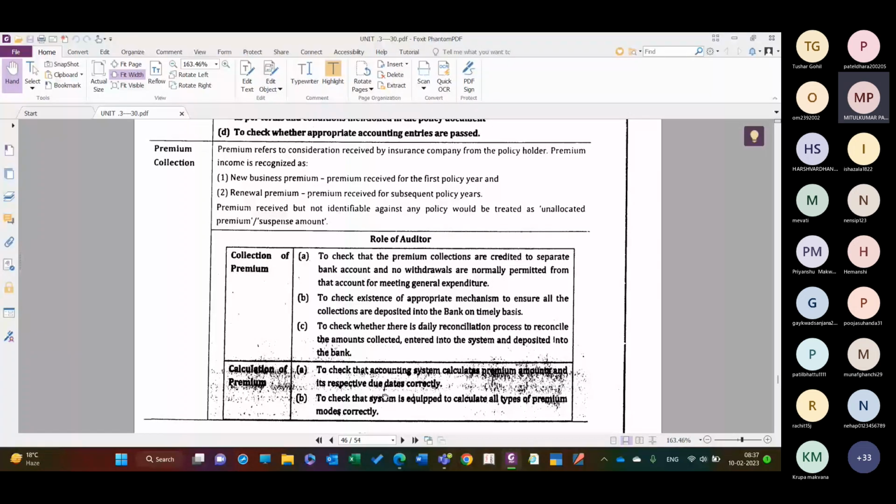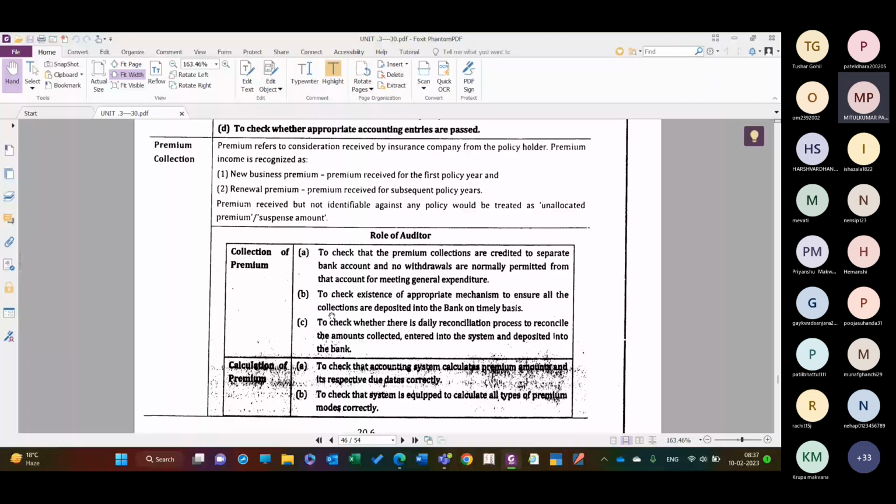So premium collections. Premium refers to the consideration received by the insurance company from the policyholder. Income is recognized as new business premium, the premium received for the first policy year, because it is new business for the insurance company. The more insurance policies they sell, that is new business. And renewal premium is the premium received for the subsequent policy years. So the premium is classified into two categories.